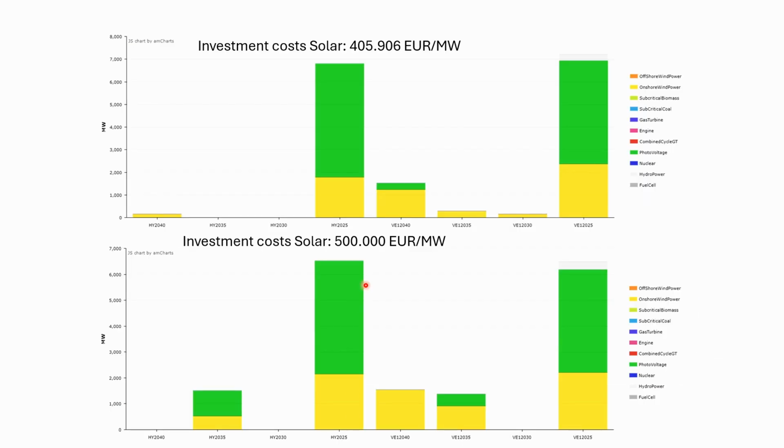Here we compare the investment in the two cases. The first case here was with the standard price of solar cells, and this here was the case where we've increased the investment in solar cells to 500,000 euros per megawatt hour. The analysis shows that when the price of solar cell increases, not as much capacity of solar cell is established. However, the difference is not that great.